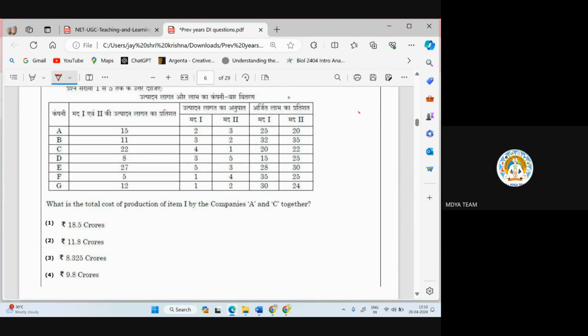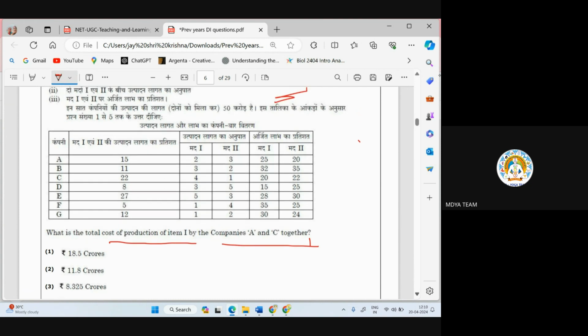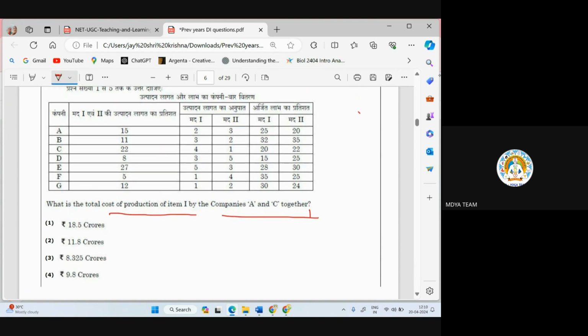What is the total cost of production of item 1 by company A and C together? Now try to solve this question. Calculation is not that tough here. Don't try to break this 50 crore into 50 into 1000. Let it be crore only. Now try to calculate this.